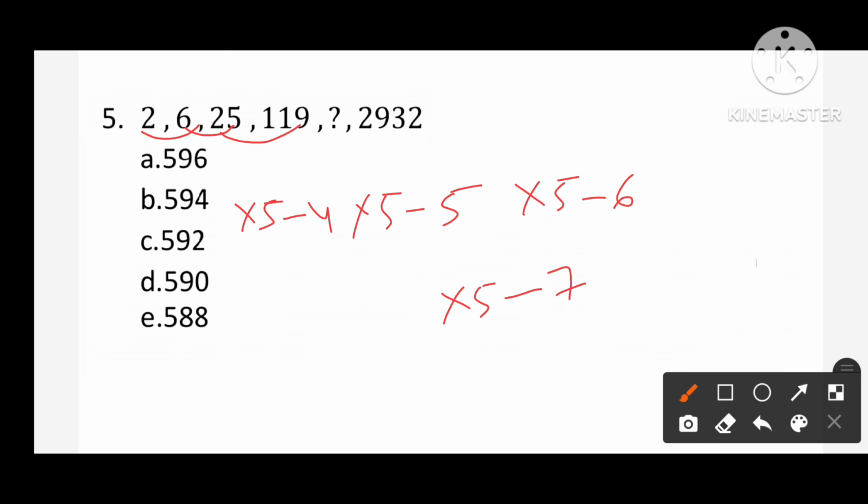2 into 5 times 10 minus 4 is 6. 5 times 30 minus 5 into 5 times 125 minus 6 is 119. So the next one must be into 5 times minus 7. 19, 5 times 95, 5 times 1 times 5 minus 7 means we get 588. Option E is the answer for this one.